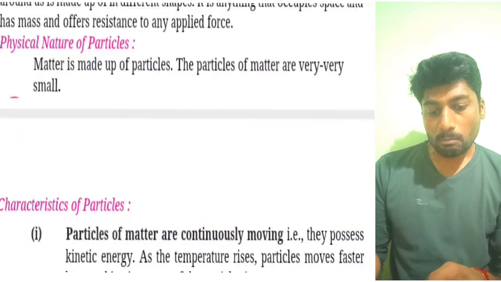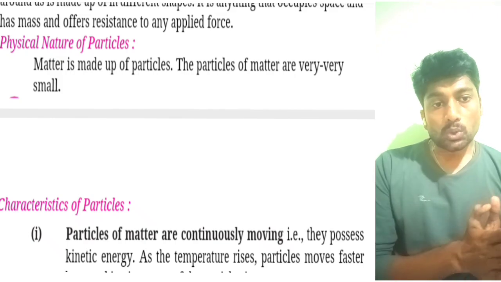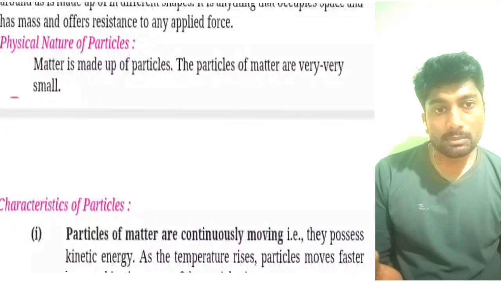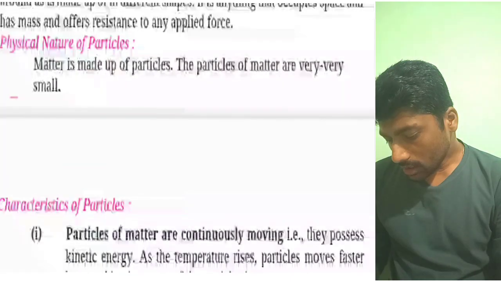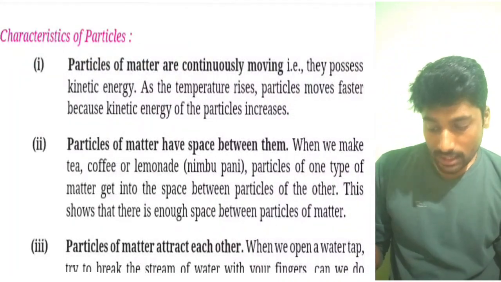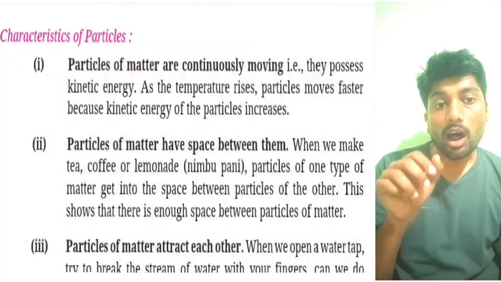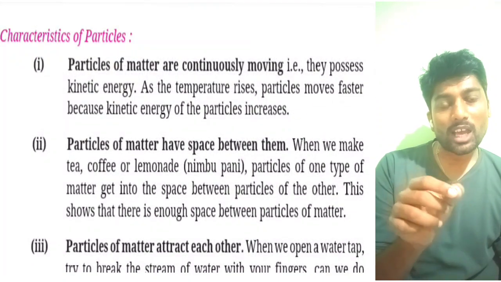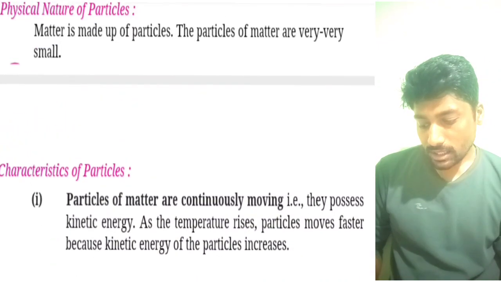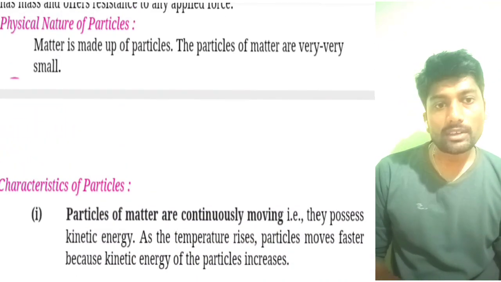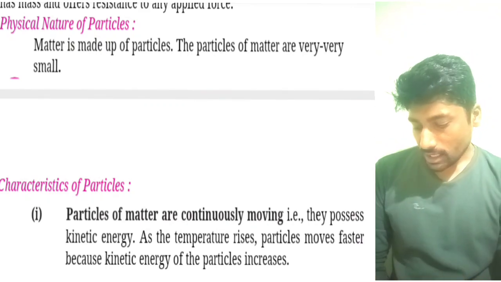Next, the particles of matter are very small. Everything is made up of particles, but those particles are very small. This concept leads to the third chapter of chemistry, which is about atoms. Atoms and molecules, and the structure of the atom. In those two chapters we will explain the concept that the particles of matter are very small. So we will discuss this in the third and fourth chapters.